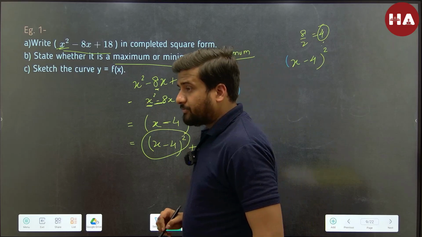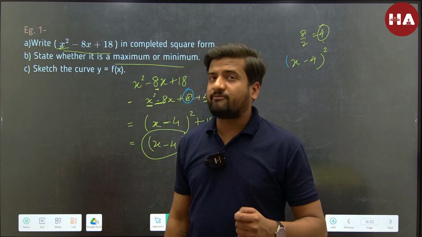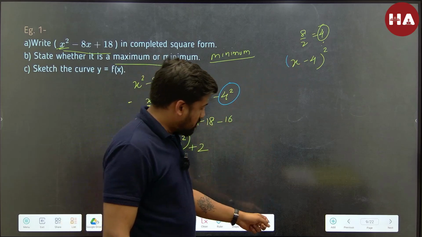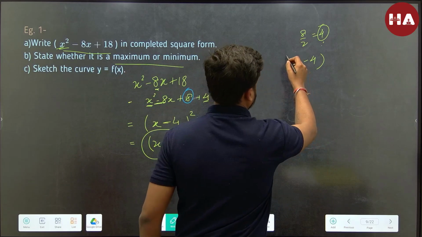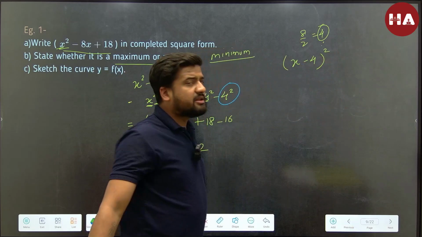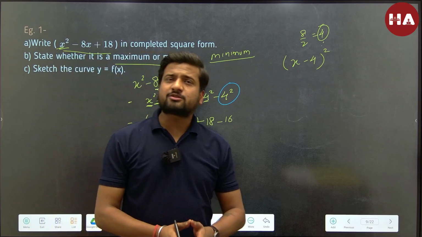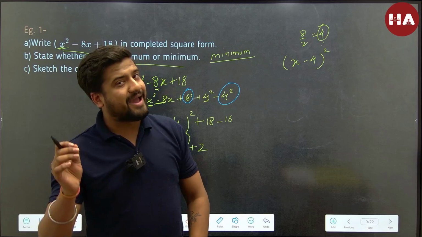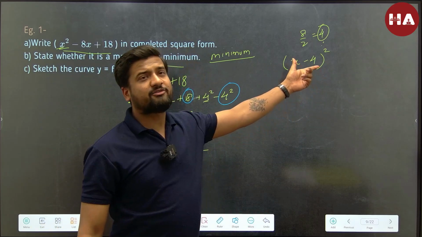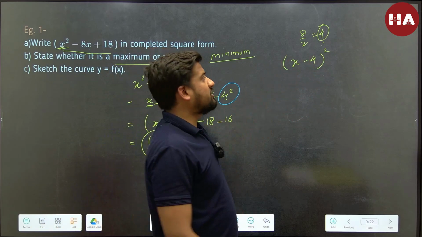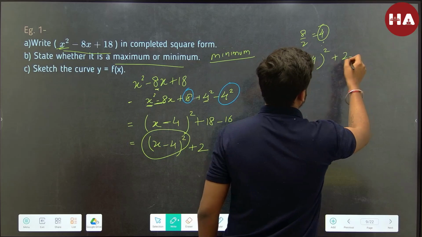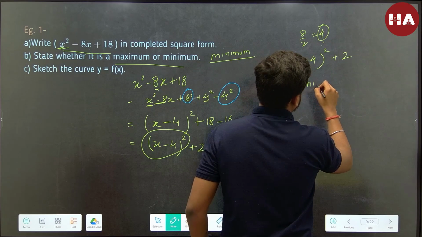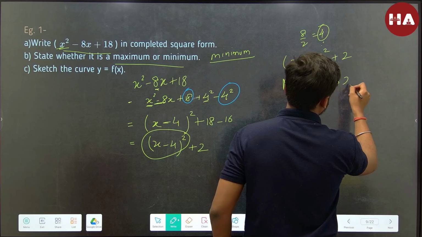Now tell me, we need to find the minimum value, right? So what is the minimum value of (x minus 4) whole squared? Isn't it 0? Because it is a square, it has to be positive or 0. So I can say that the minimum value of this part is 0. If I add 2 to it, what should be the minimum value? Minimum value should be 2.